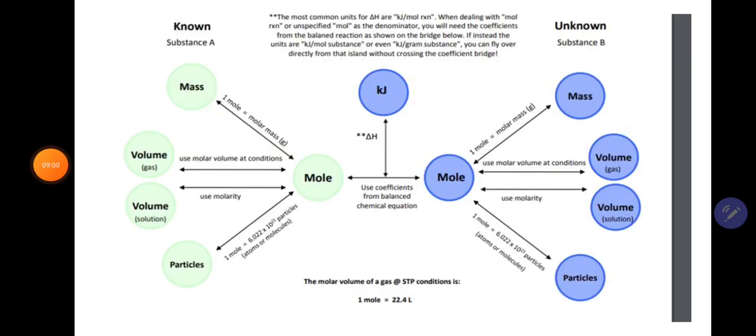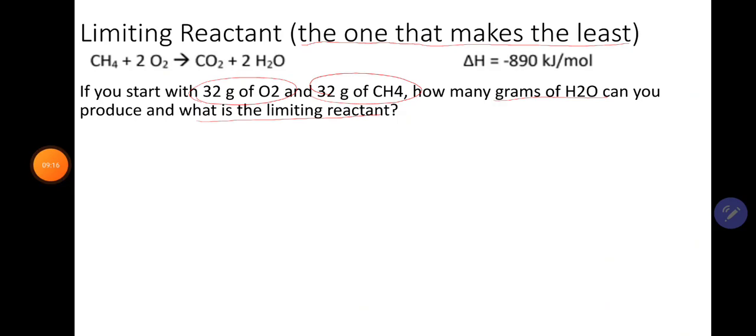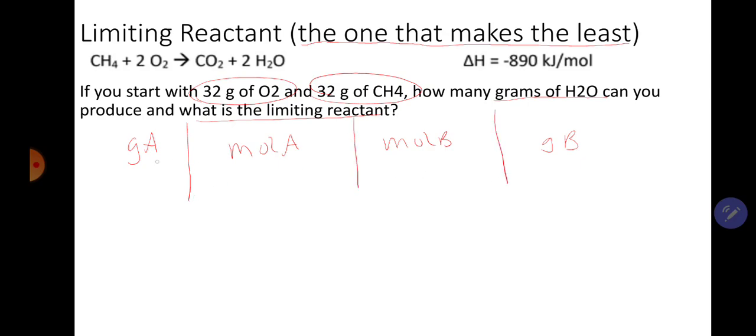So for both problems, we're starting off with mass. We're going to go to moles. We want something else, and I want the mass of that other thing. So we're going grams of A, mole A, mole B, grams of B. Everybody slides down.